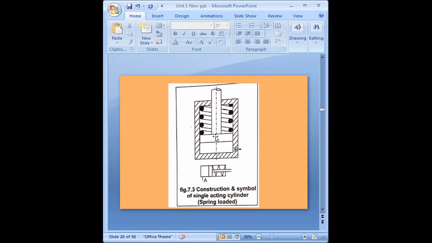What is the piston? You can see this surface is there, no? It is called the piston, and this is a rod. So this is a single piston rod. When pressurized fluid applies force on this surface, the piston will move in the upward direction, toward this cylinder head.